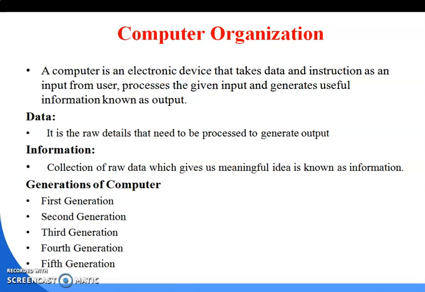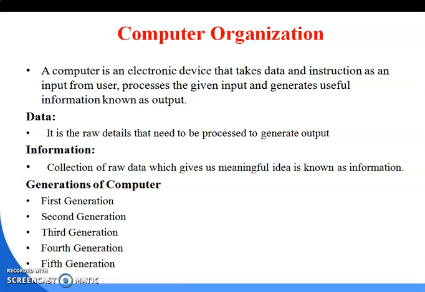A computer is an electronic device that takes data and instruction as an input from the user, processes the given input and generates useful information known as output. So what is a computer? It is an electronic device that takes data and instruction as an input from the user, processes the given input and generates useful information known as output.